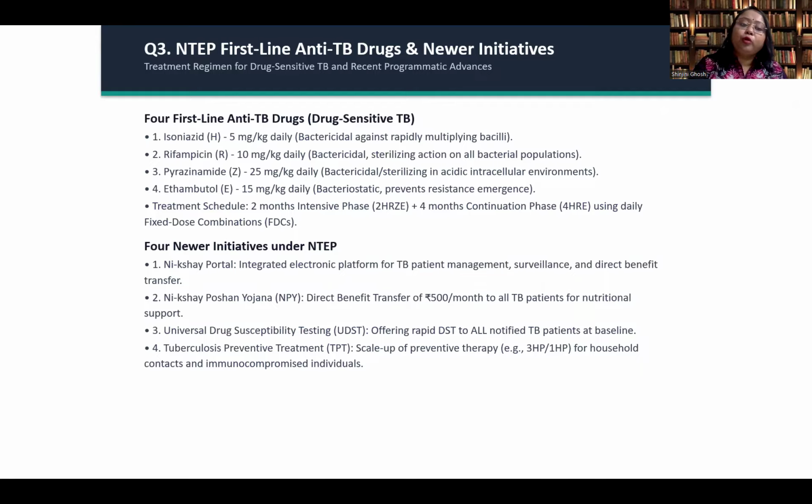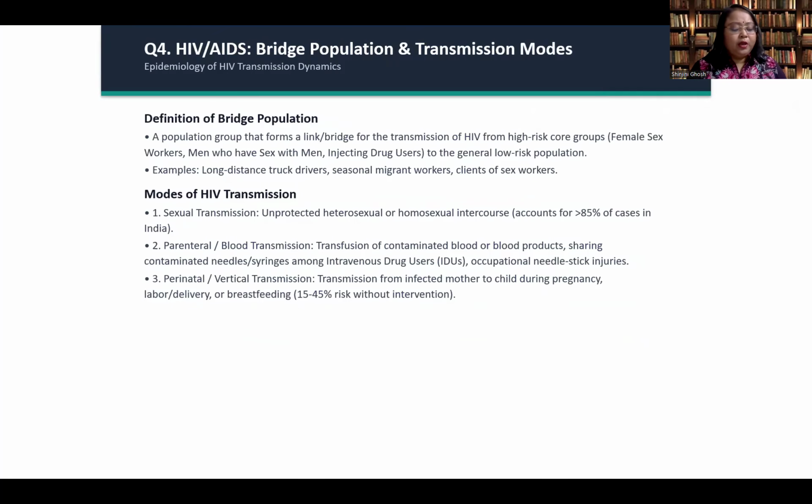And if the question is asked for newer initiatives under NTP, then obviously you will write Nikshay portal, Nikshay Poshan Yojana, and universal drug susceptibility testing, a very important point, and tuberculosis preventive treatment. Okay, so these are the points that you have to go through and you have to write. Next question was, what is bridge population?